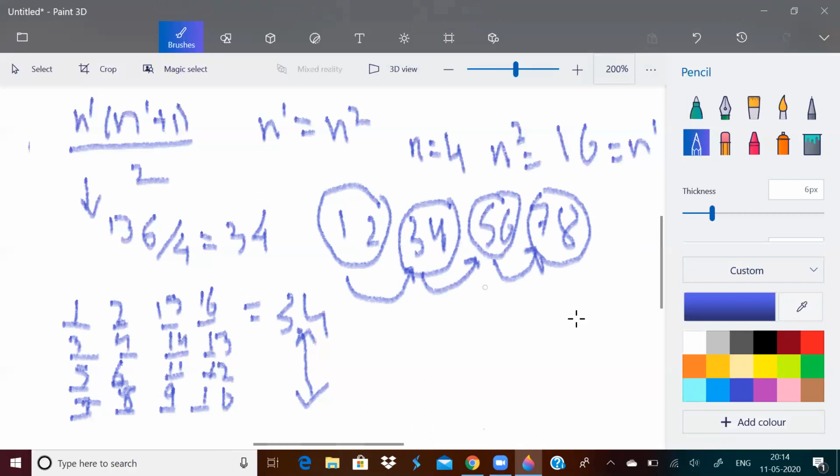Similarly, from the back side also, I wrote 15, 16, then jumped to 13. What is my jump here? How much am I jumping? I am jumping by n by 2 places.